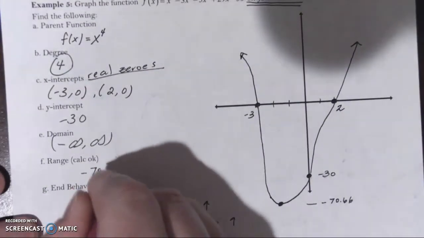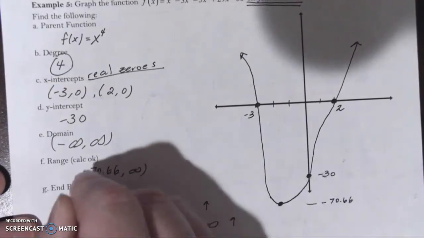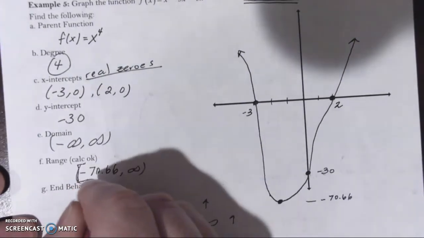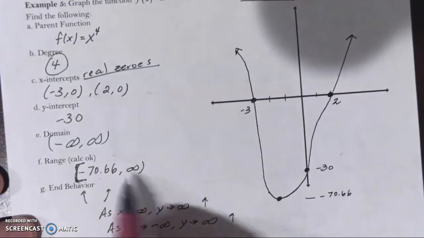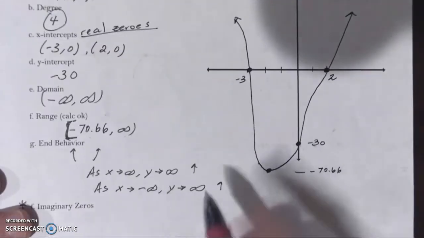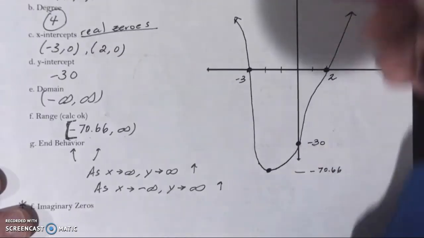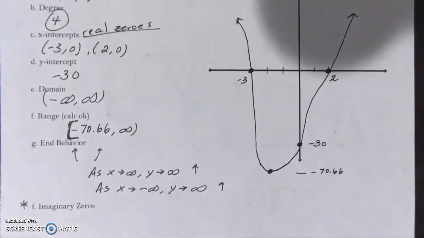So the range then, negative 70.66 to infinity. Sorry, that should be a bracket. How low and high the graph goes, from negative 70.66 all the way up to infinity. Those are our possible y values.